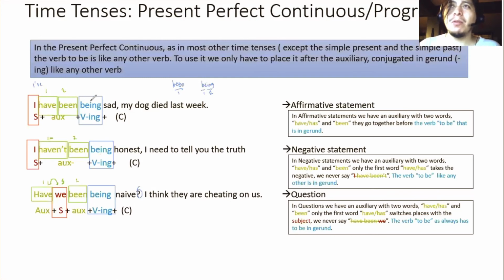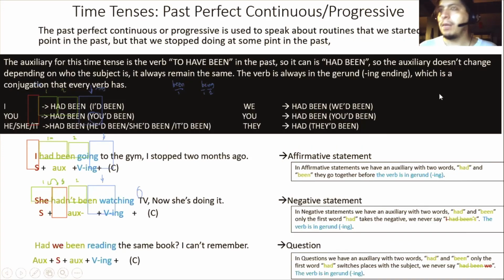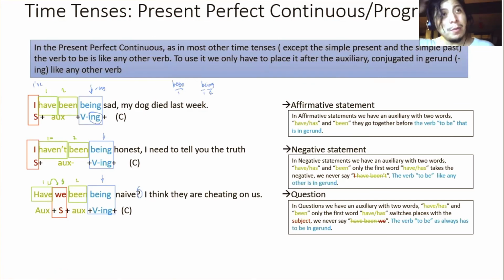El verbo ser y el verbo estar no importa. El verbo to be es un verbo común y corriente. Si lo quiero usar, pues como cualquier otro verbo, solo lo pongo con ing. Eso sería básicamente el presente perfecto continuo. ¿Sí? Sigue el pasado perfecto continuo, entonces esto lo vamos a dejar por aquí.